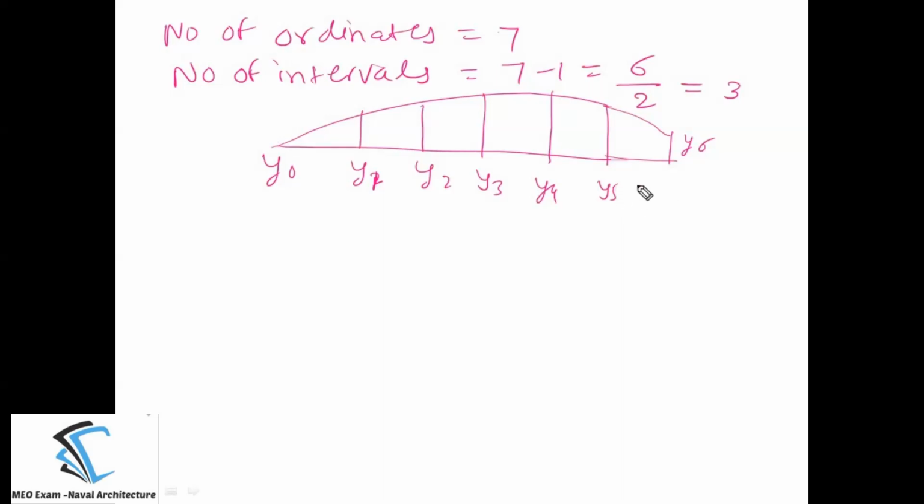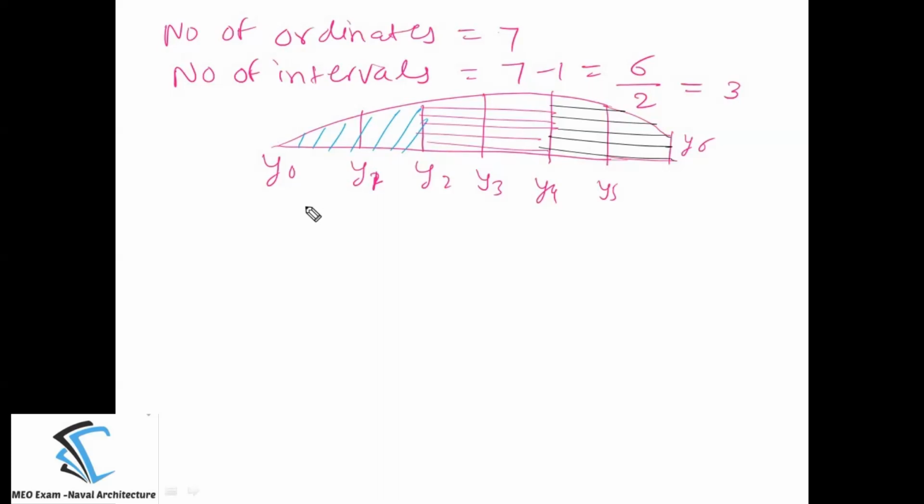Everywhere the spacing is the same. So if I ask you to find the trapezoidal multiplier, in this case how to proceed? You have to create the areas here. Each area contains 3 ordinates. This is the first area, y0, y1, y2. Then you have y2, y3, y4, the second area. y4, y5 and y6 is the third area.